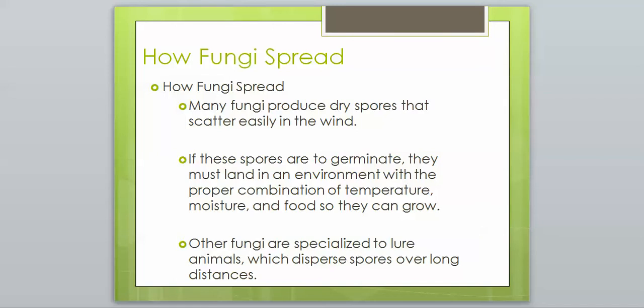Other fungi are specialized to lure animals, which disperse spores over long distances. I guess this would be if an animal likes to eat a fruiting body, the fungus will produce that. Sometimes the spores will get stuck on the animal, and as it walks, they fall off. Other times the animal will pass them through its digestive system, and that's how they will spread.